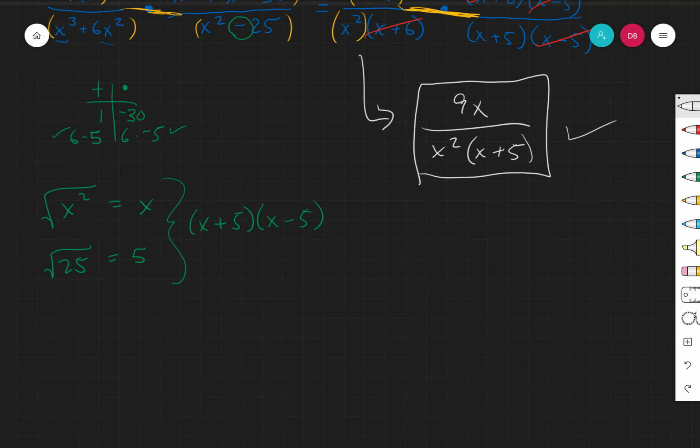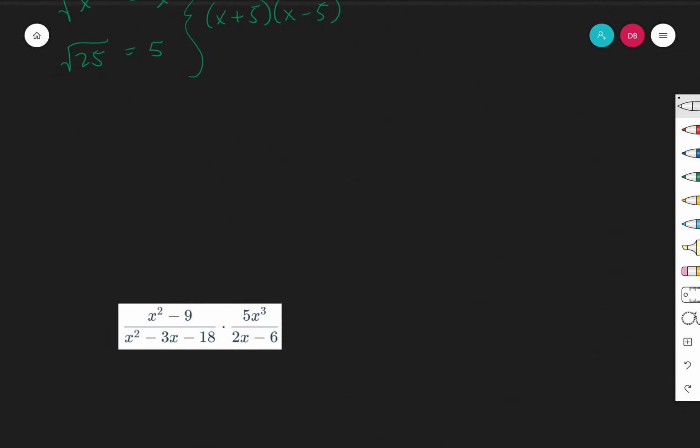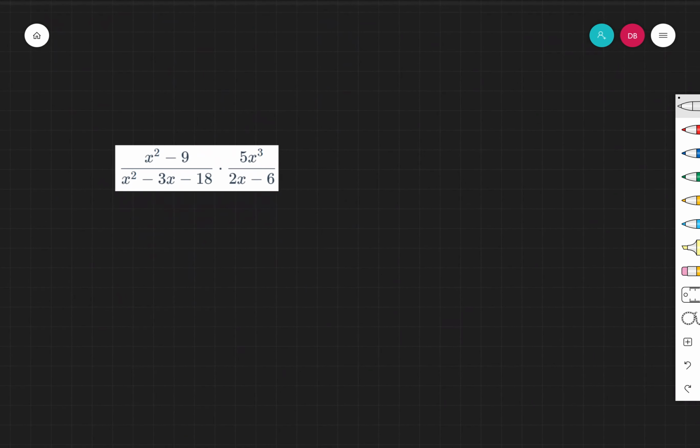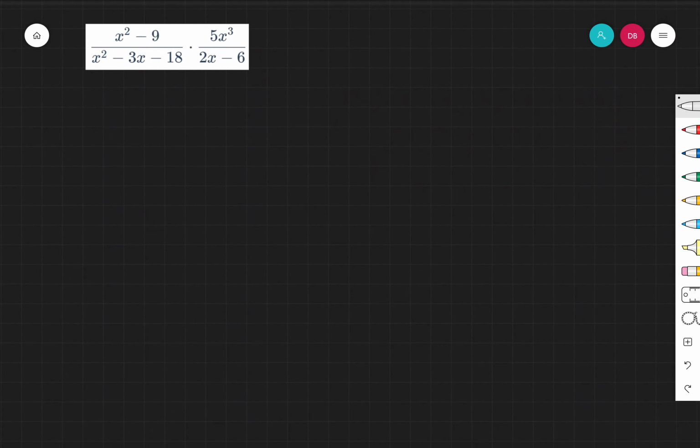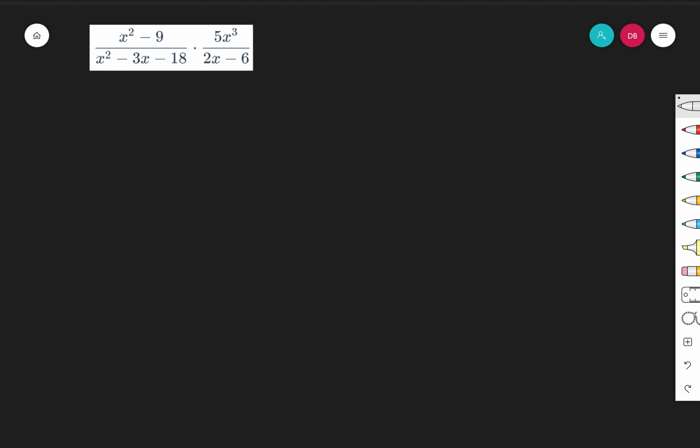Okay, let's look at another example. This time just multiplication, not division. So we don't have to start with this keep, change, flip thing. We don't have to do anything because this is just multiplication already. So we start with step 2, really, and we just go straight to factoring everything.